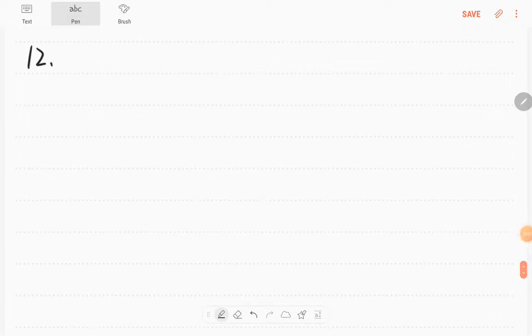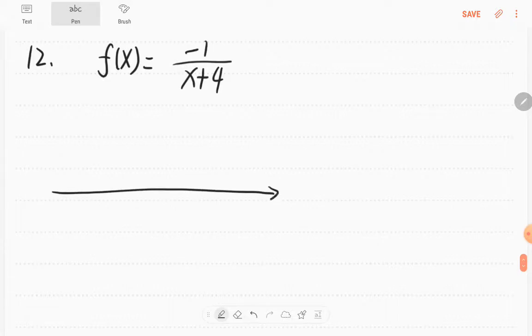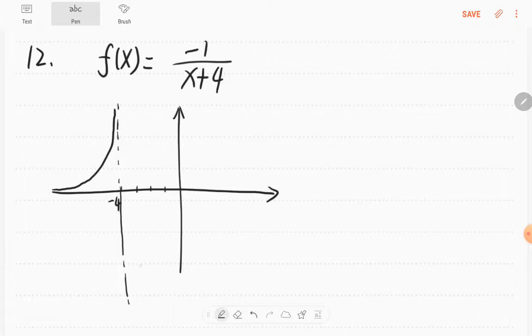Number 12. This is the rational function, -1 over x plus 4. The graph is given. It will look like this one. 1, 2, 3, 4. So this is -4. So they have the vertical asymptote at -4. Okay, so this is the graph.